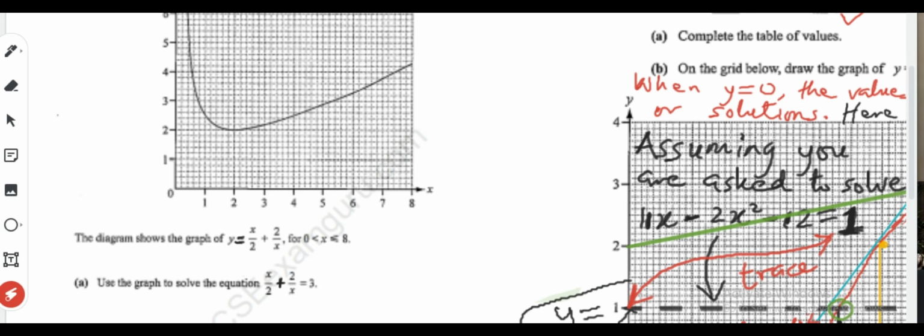Anytime you're given this kind of thing, look at the original function plotted. What's the original function? y equals x over 2 plus 2 over x. Yes, the original function is y equal to x over 2 plus 2 over x. And you are asked to find the same thing, x over 2 plus 2 over x, but this time around equals 3. Doesn't that show you what has changed?